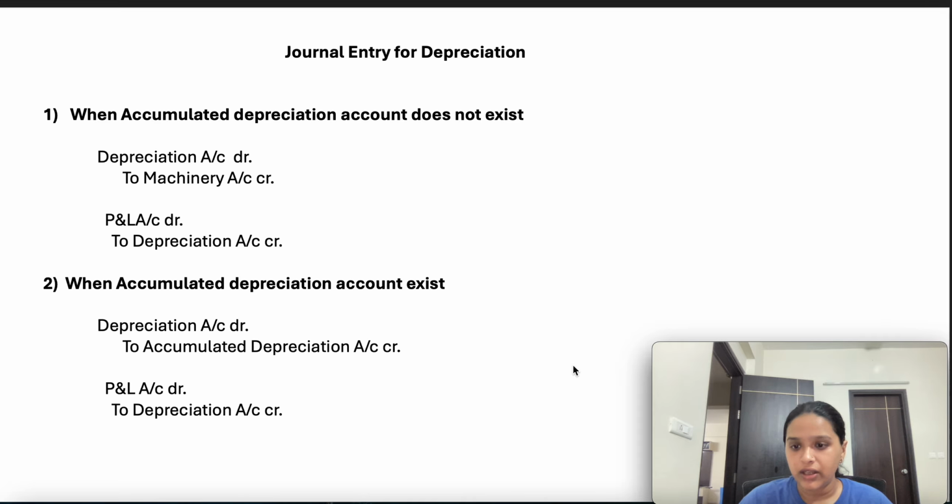But if we are not maintaining the accumulated depreciation account, in that case depreciation should directly affect the asset account. So depreciation account debit, asset account credit, and P&L account debit, depreciation account credit. And sometimes it might be possible that in the books of accounts we will maintain the accumulated depreciation account. Whenever we are maintaining the accumulated depreciation account, the depreciation charge will not affect the asset account directly, it will impact the accumulated depreciation.